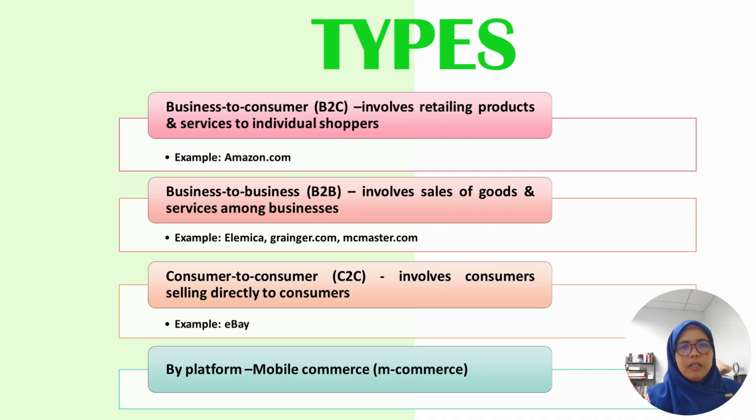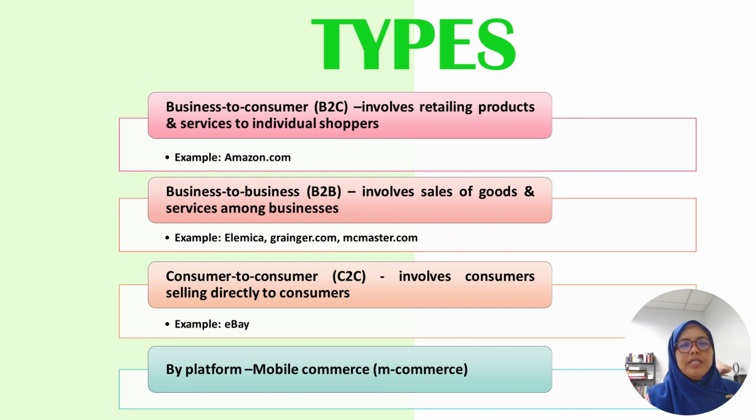Okay, so these are the types of e-commerce. The first one, we have business to consumer, or we call it B2C. It involves retailing products and services to individual shoppers. For example, we have Amazon.com, we have Walmart, and also Apple Music. For the next one, we have business to business, or B2B. It involves the sales of goods and services among businesses. The example here, we have Alamika's website for buying and selling chemicals and energy. Other than that, we have Grainger.com and also McMaster.com.